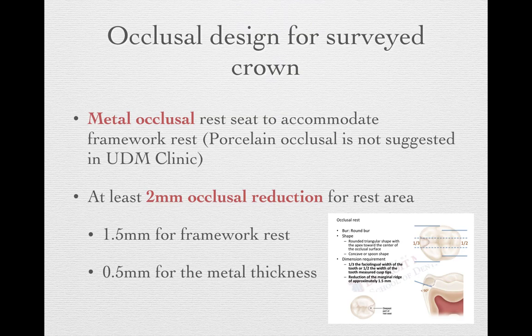So if you remember, we already discussed the occlusal rest seat and talked about the depths. On the depth, we say the reduction of the marginal ridge is approximately 1.5 millimeters. So if you add 1.5 and 0.5 millimeters, totally you will need 2 millimeters occlusal reduction, even when you do a metal occlusal design for your survey crown. That's why if you want to use porcelain as your occlusal design, then you will need more.